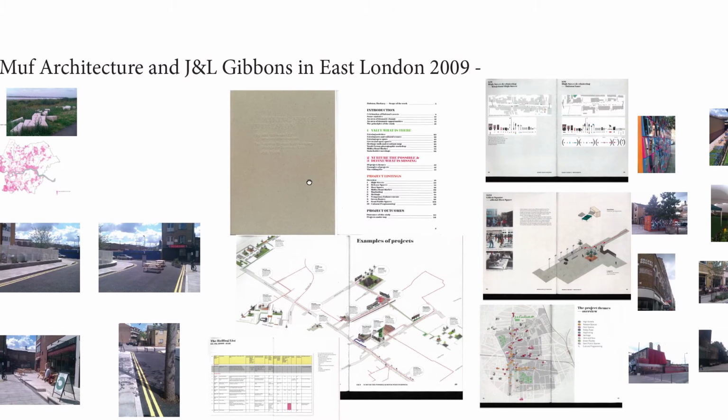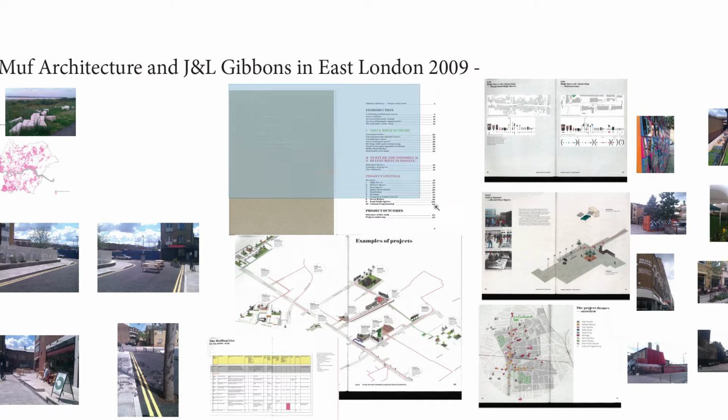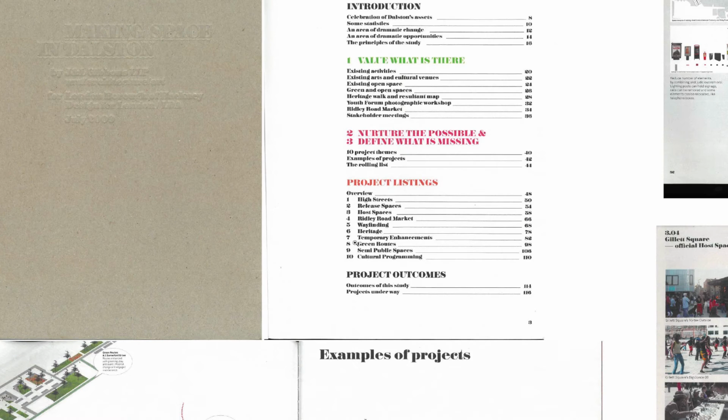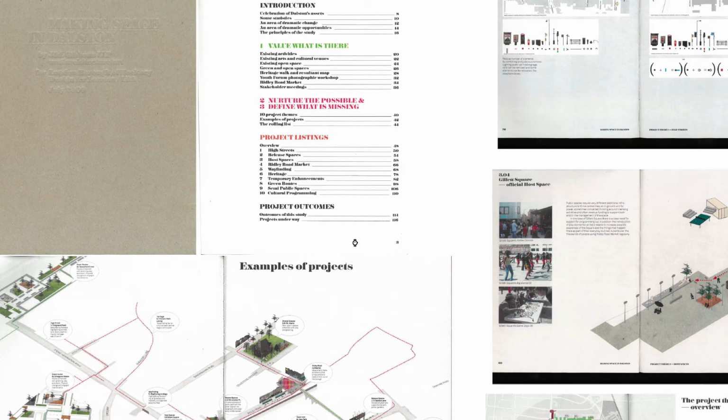Now, one of the projects that they did, which was most impressive to me, was this one, which was their work for this thing called Making Space in Dalston, which is from 2009. And so you can see Gillette Square was working between 2007 and 2013. This is the period where pop-up was happening, which is now almost a historic movement.